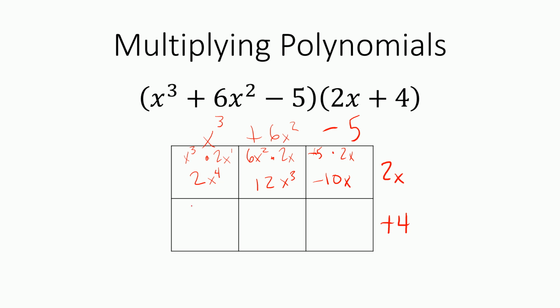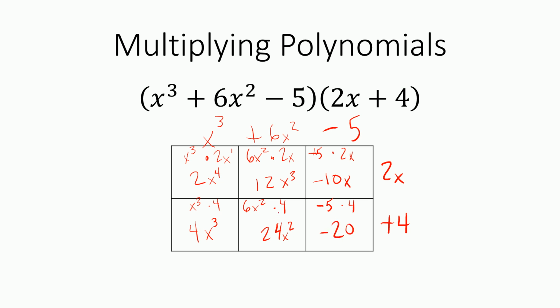And then we repeat that with the second term of this polynomial. So we go x cubed times 4, which is just 4x cubed. Then we have 6x squared times 4. And again, we're just multiplying the two numbers and leaving the x squared alone. And negative 5 times 4 is negative 20.